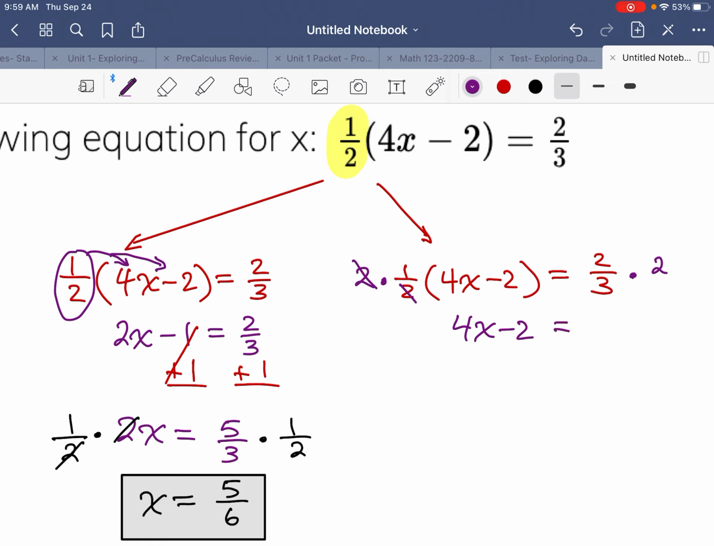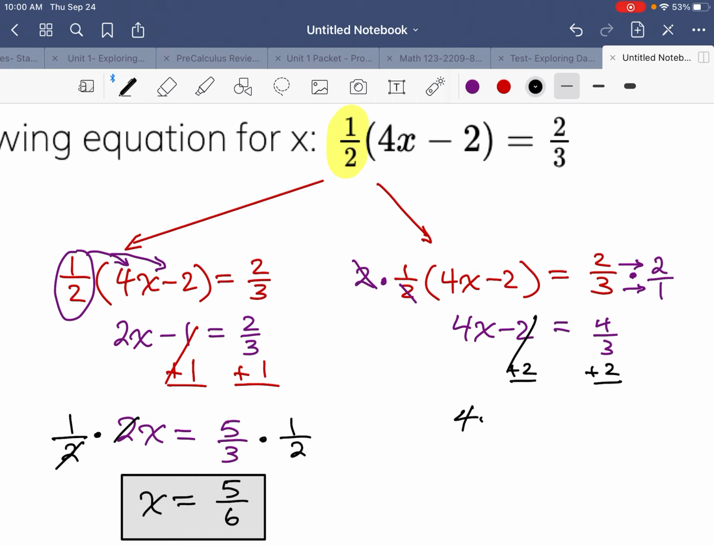On the right, I can look at 2 as 2 over 1 and multiply across, not cross multiply, but multiply across, and you get 4/3. At this point, you have a linear equation, but it's not as simple as the previous one, but I wouldn't say it's like 100 times harder. It's just a little bit more complicated. And in fact, it's really just the unreduced form of the one that we did previously.